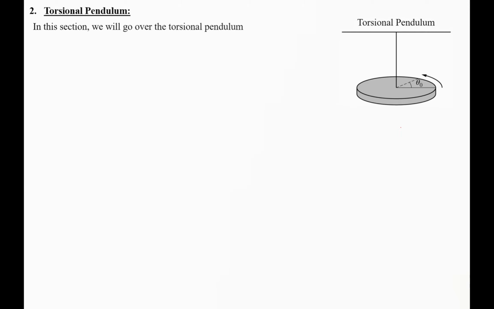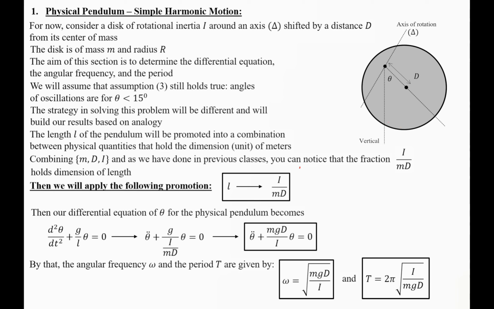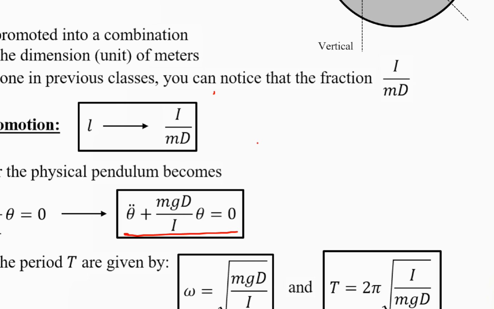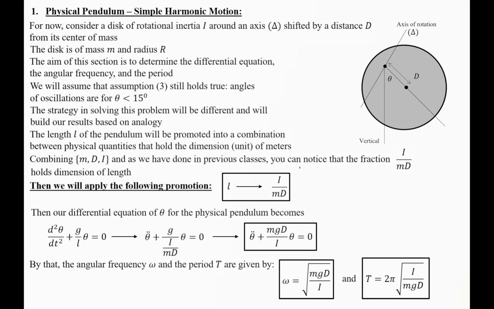Now what about the torsional pendulum? In this section we'll go over the torsional pendulum. Here also let me mention that we can write the following equation as theta double dot equals minus mgD divided by I theta, which means acceleration is proportional to position, and this is a condition for simple harmonic motion. And again the pull of gravity would play the role of the restoring force.